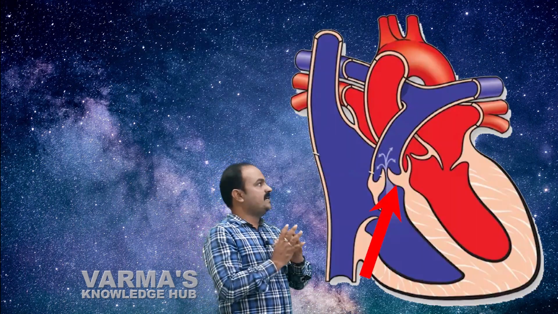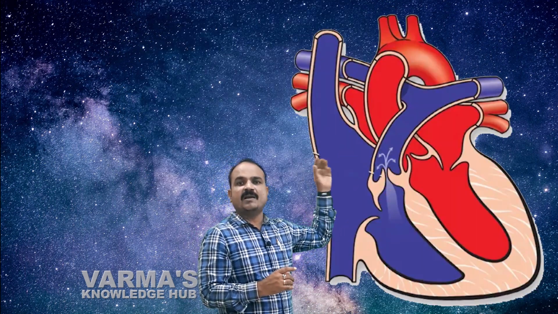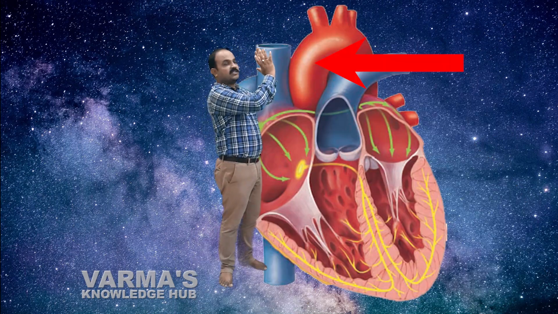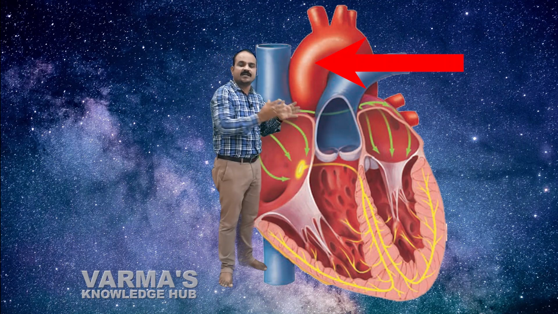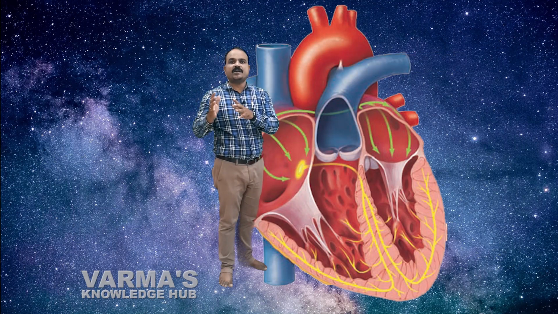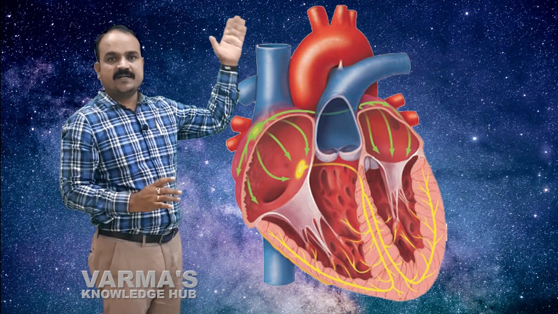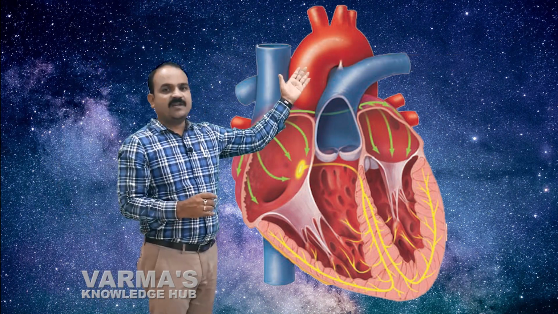The valves present in the pulmonary artery are called pulmonary valves. Here also we can see the valves. So the major blood vessel that begins from the heart is called aorta. Aorta is the largest blood vessel originating from the heart. The valves present at aorta are called systemic valves.